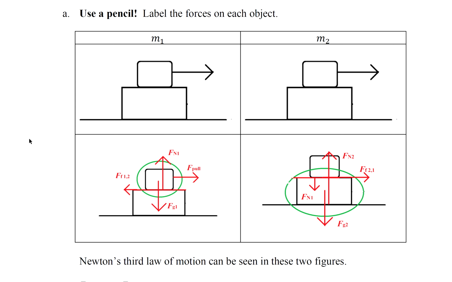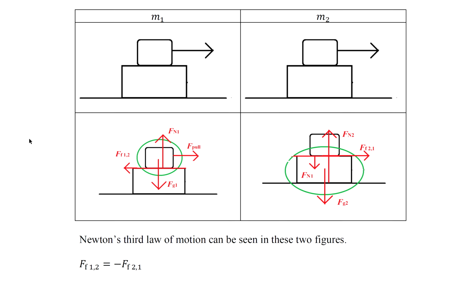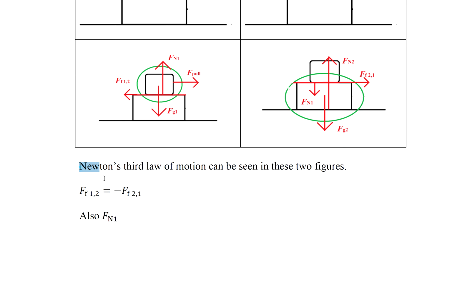So positive x, I didn't write this down or draw it, is to the right. Positive y is straight up. You could see Newton's third law of motion, which is the law of action and reaction, can be seen in these two figures.